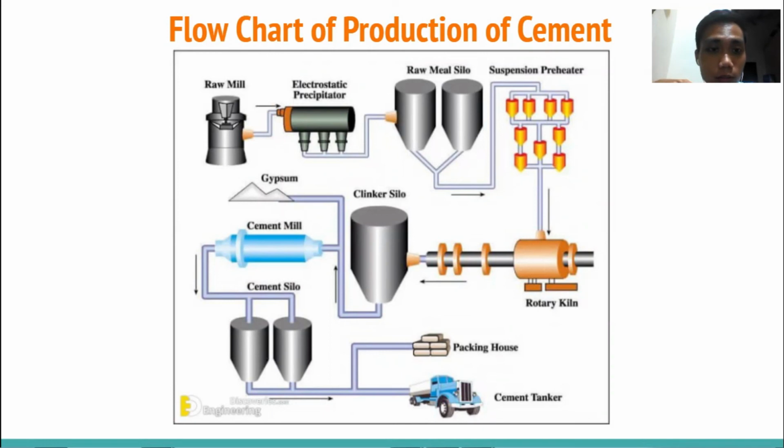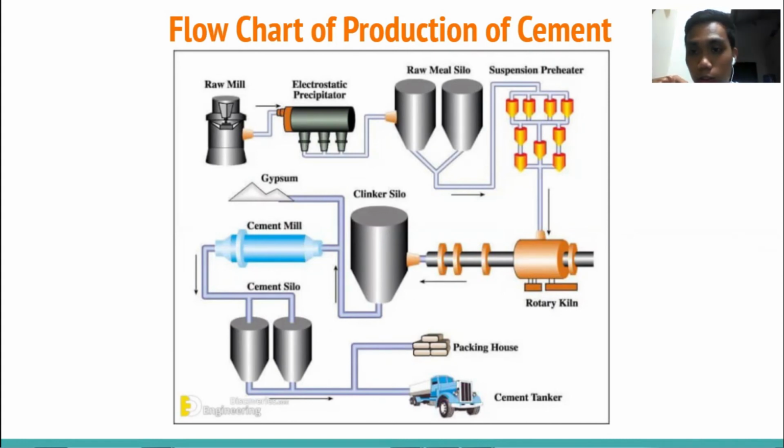At first, it's either a wash mill for a wet process or a raw mill for a dry process. The slurry or the meal then goes to an electrostatic precipitator, wet or dry, to filter out fine particles with the use of the force of an induced electrostatic charge. The raw slurry or raw meal is then stored in the silos where they are blended and proportioned before the preheating stage. So we have these preheaters.